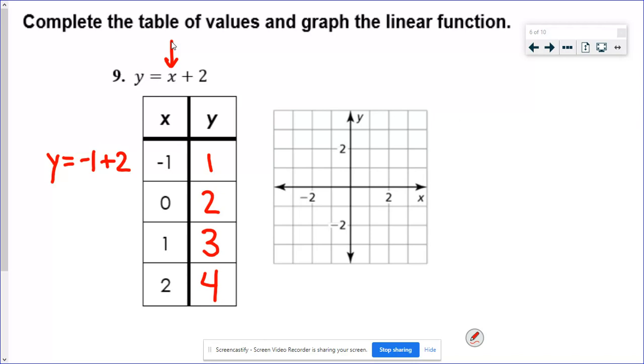Now we have to graph this. -1, whoops, I just graphed that wrong. We need -1, +1, 0, 2, 1, 3, and 2, 4. And then you should do your best to get a straight line there, hopefully with a straight edge.